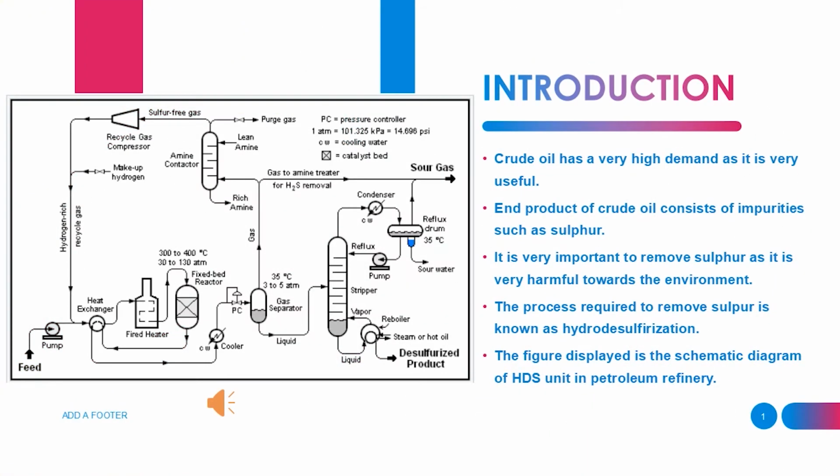Crude oil is very useful as it is refined into various petroleum products such as gasoline, kerosene and diesel fuel. However, the end product of crude oil consists of impurities such as sulfur, and it is very important to remove sulfur from the end product as it is very harmful for the environment. The process to remove sulfur is known as hydrodesulfurization or HDS, and the figure displayed is a schematic diagram of an HDS unit in a petroleum refinery.